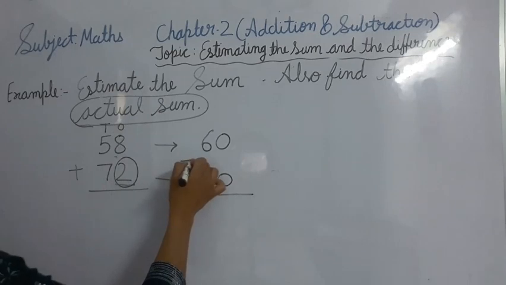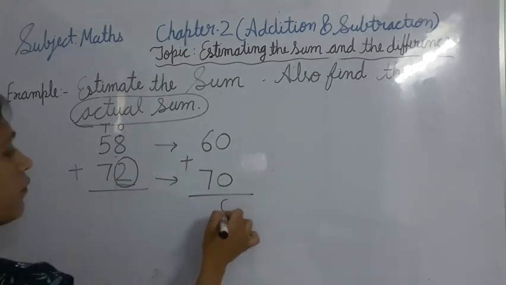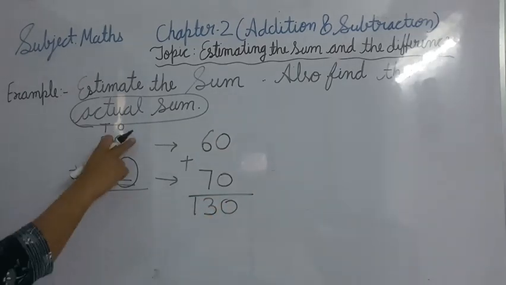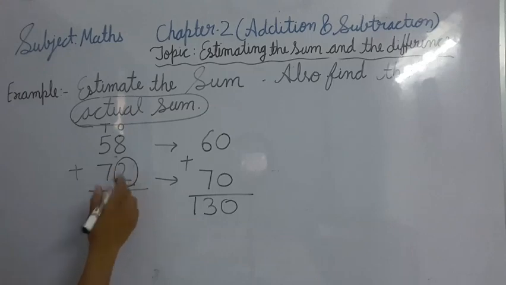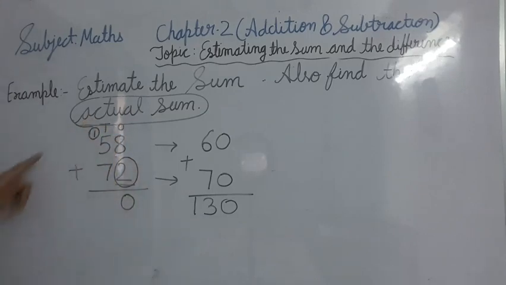Yes. So now let's do the addition. 0, 0, 0. 6 and 7 makes 13. Yes. So 130. And this is our estimated sum. Now let's find the actual sum. 8 and 2 makes 10. 1 will go for carry forward. Now 5 and 1 makes 6. 6 and 7 makes 13.